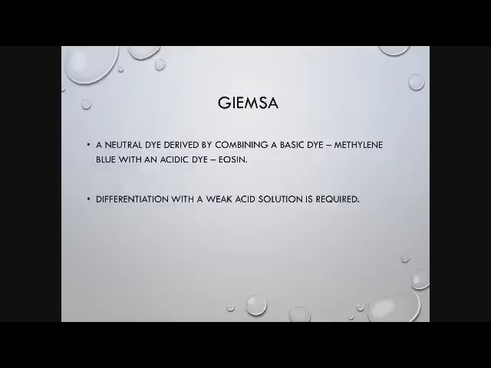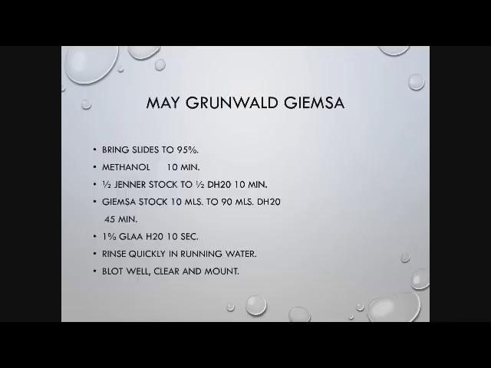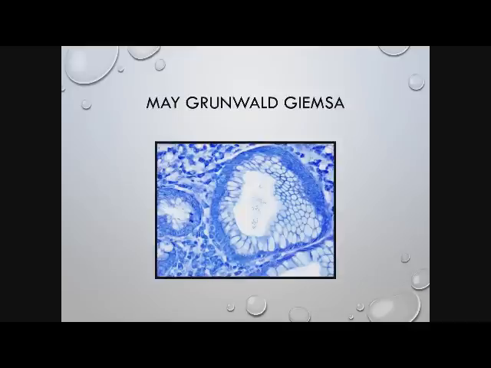Giemsa, a neutral dye which combines methylene blue with eosin. You differentiate it with a weak glacial acetic acid. That's just a regular generic protocol. And there you go. That's what your H. pylori look like with the Giemsa.